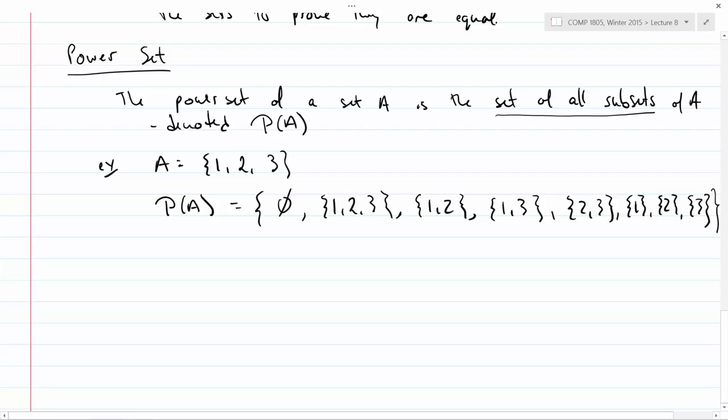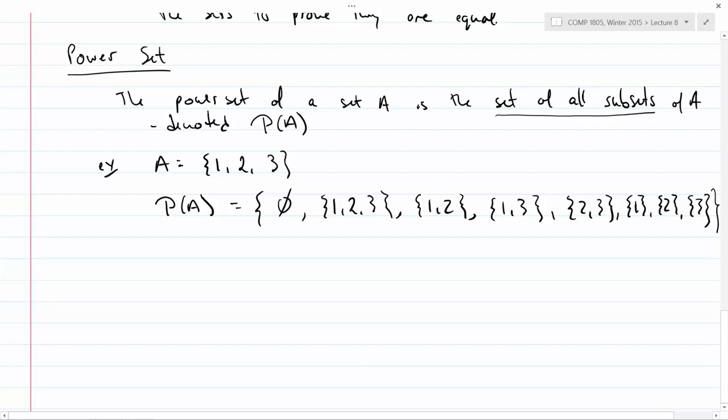All right. Does anyone have any observations about how we came up with these subsets? So how did we generate this list? Yeah, that's a good observation. There were 3 elements in the set, and there are 8 elements in the power set, and 8 is 2 to the power of 3. Why would that maybe be true? Why does that seem like the right answer?